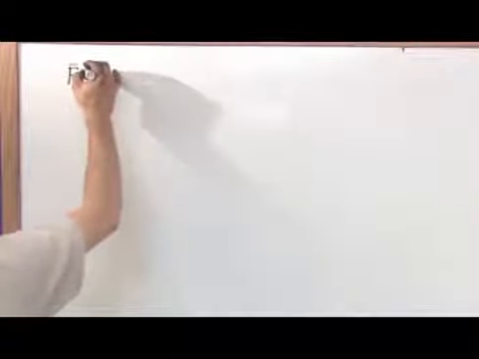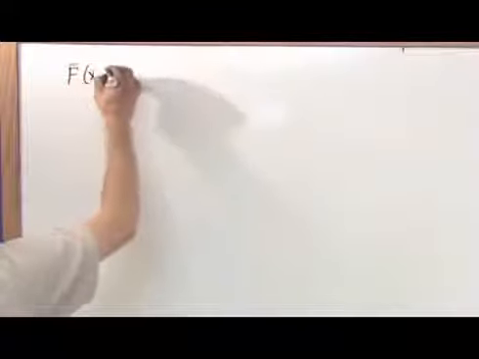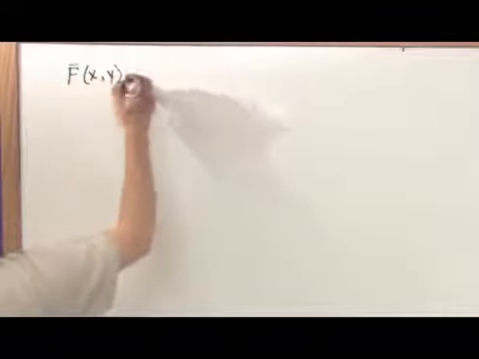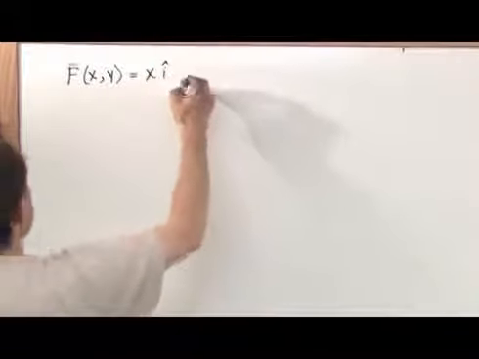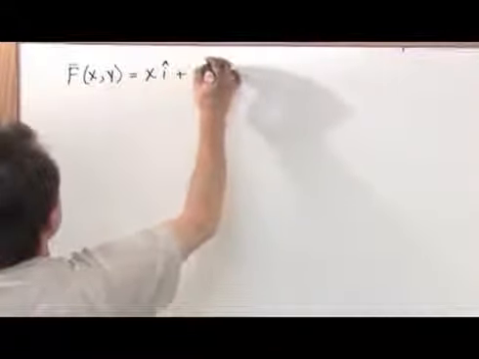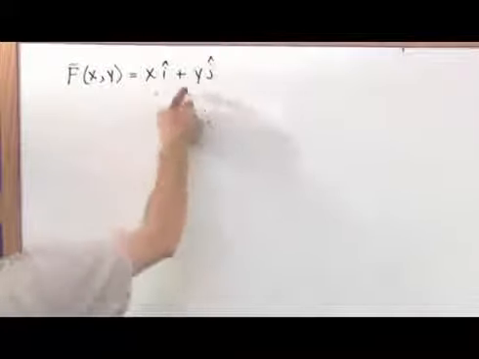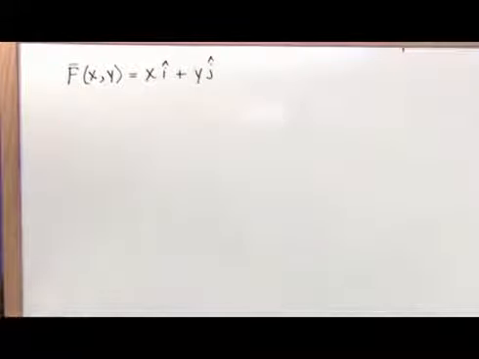Okay, let's say you were given a vector field. This one's just going to be in 2 dimensions. Okay, and this is your vector field: X in the I direction plus Y in the J direction. So at every point X and Y, you're given a vector back, and that's what's called a vector field.